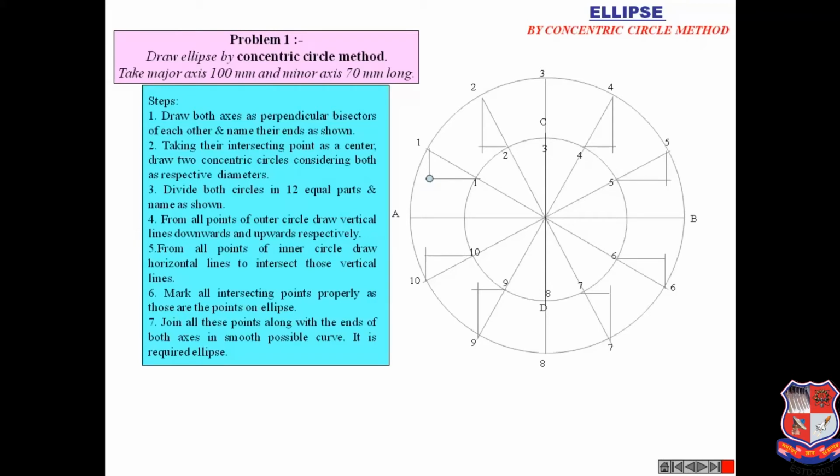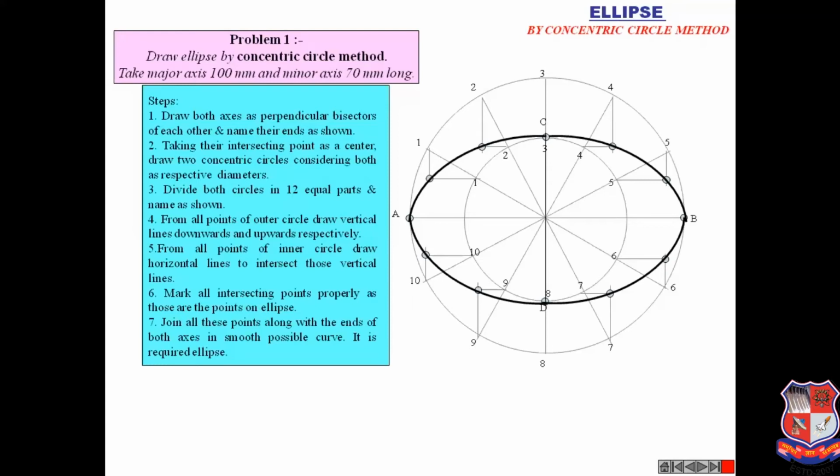After that you have to draw the ellipse by a smooth curve. So you will get your answer. Okay, you are seeing that the dark portion is showing your answer and that is your ellipse. And the ellipse by which method? Concentric circle method. Join all the points along with the ends of both axes by a smooth curve. So that smooth curve line showing the dark portion is your answer.